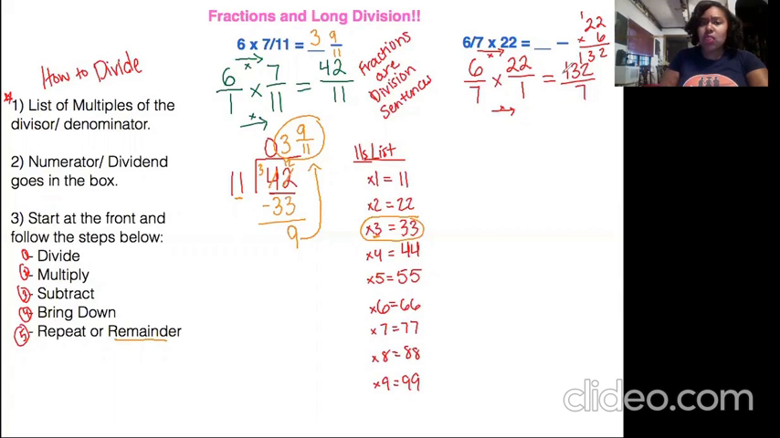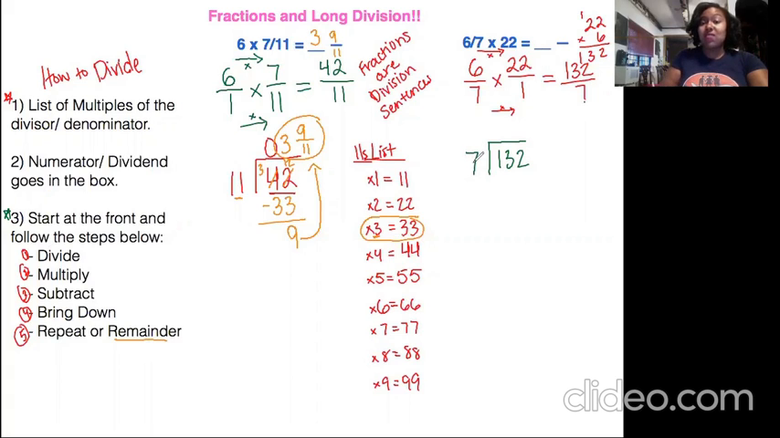All right, so this is our improper fraction, and we need division to help us get to that mixed number answer, right? We don't want to leave it as an improper fraction. So here we go. I am going to take the numerator and put it inside the box, 132, and I'm going to put that denominator or divisor outside the box. 7 goes outside the box, right? Now I'm going to start these steps again. Start at the front and follow the steps below. Divide, multiply, subtract, bring down, repeat, or remainder.